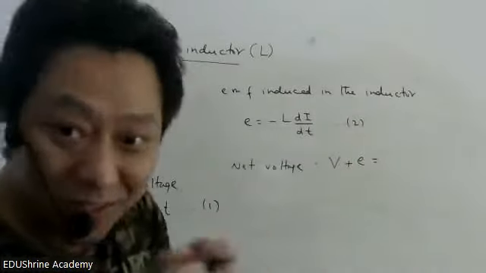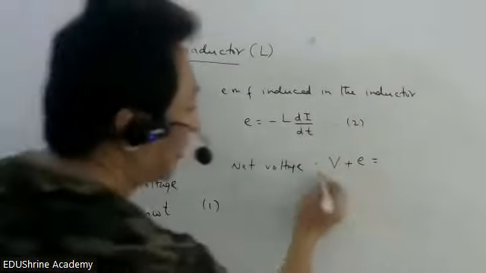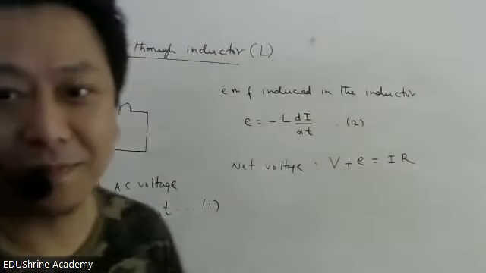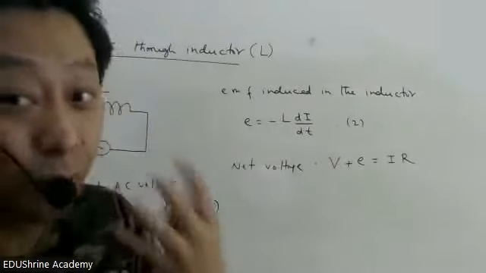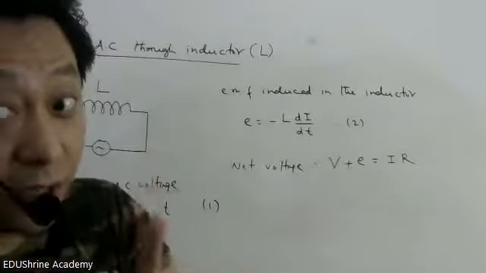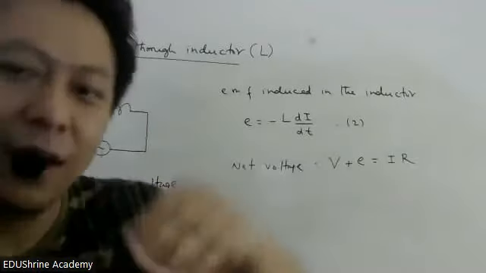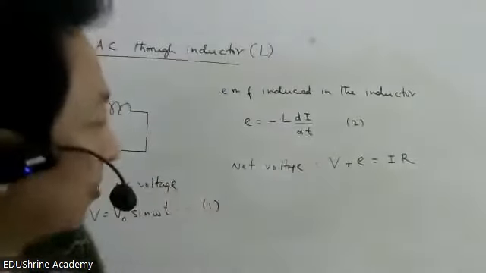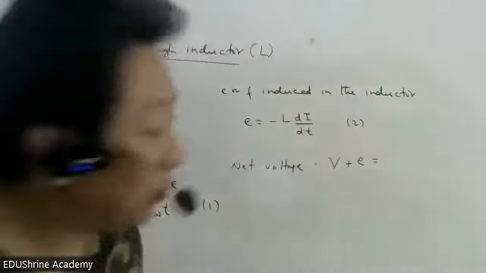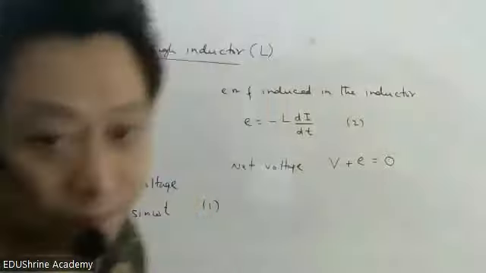Now, if there was resistance, how do we write total voltage? I into R. Yes or no? Yes, sir. But in this circuit, do we have resistance? No, sir. We are considering only an inductive circuit right now. Later we will put resistance also. So because there is no resistance in the circuit, this should be 0.